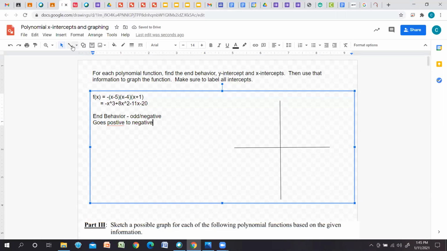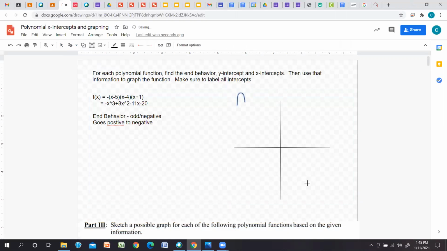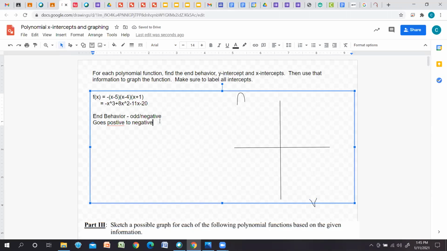So I always like to draw out arrows right off the bat to show where my end behavior will be, like that. Okay, so there's my end behavior. The y-intercept is fairly straightforward. It's just that c value right here, and that's -20.